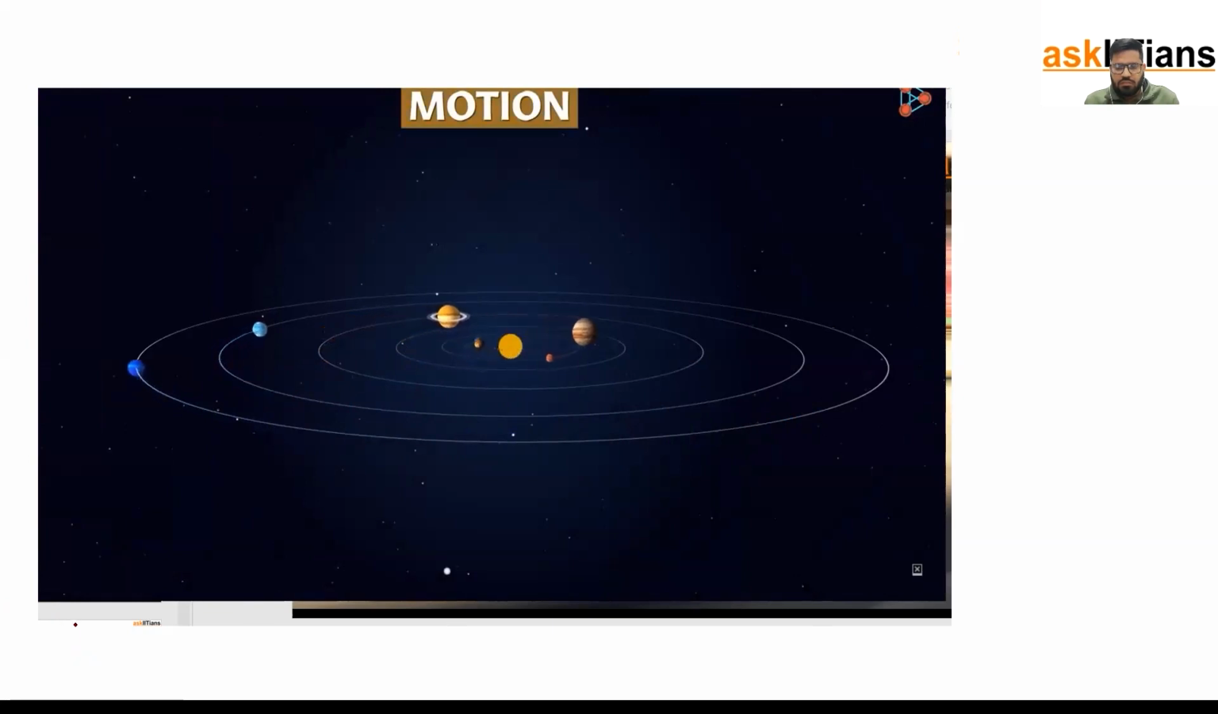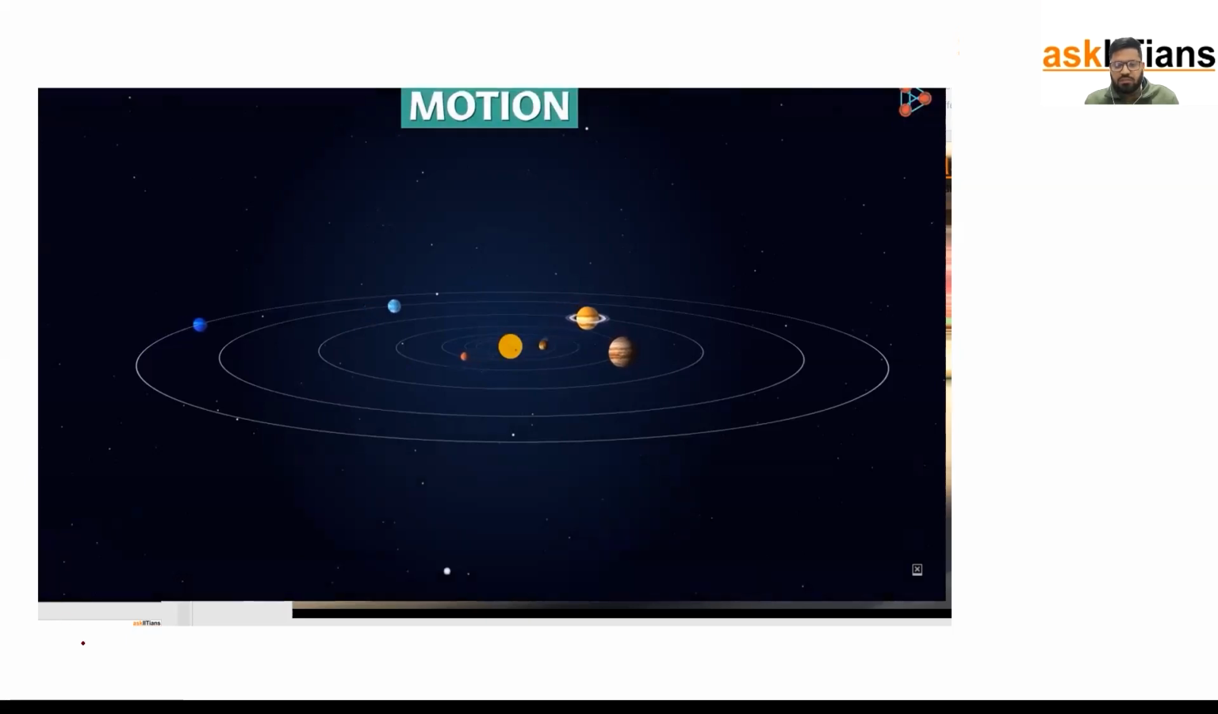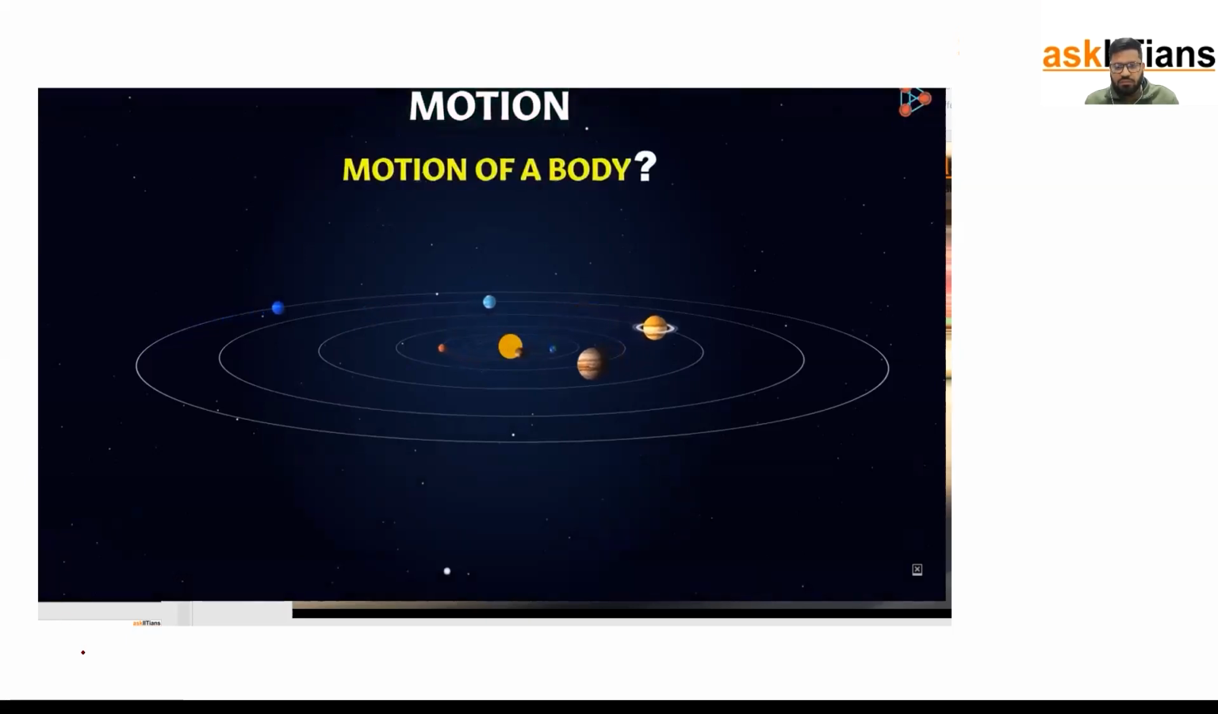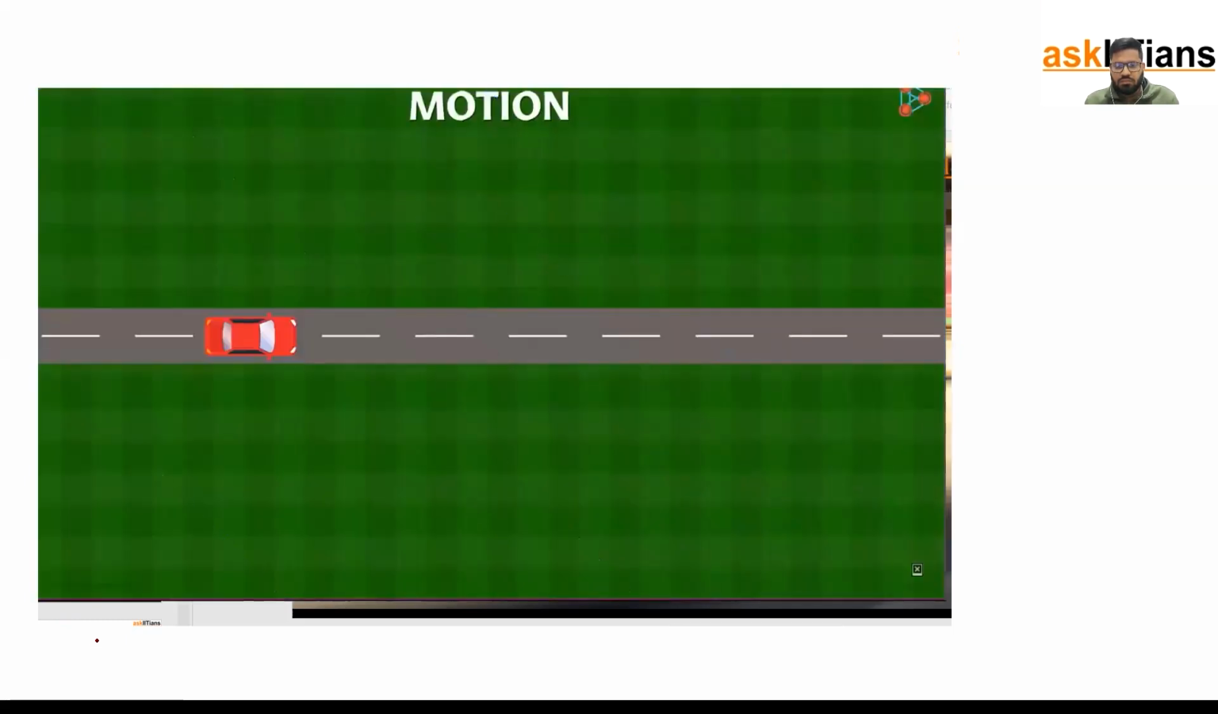What if I ask you to tell me the definition of motion? How can we define motion? Whenever an object changes its position with time, it is said to be in motion. Something as intuitive as motion of a body. Well, for that, we need to look at what exactly happens to a body when it's in motion.